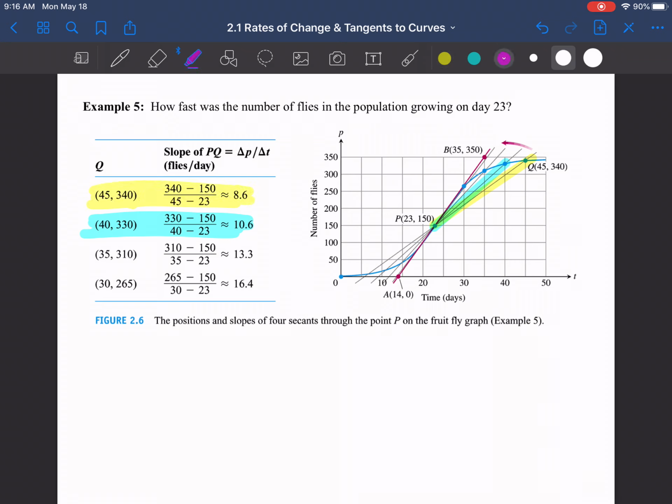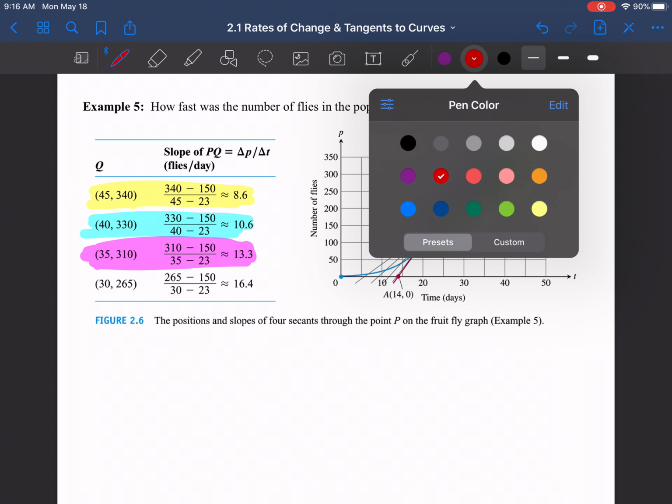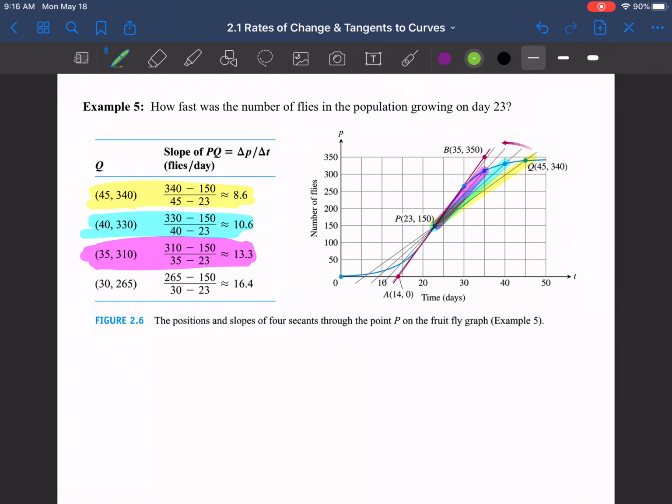Or you could have gone to the next one, which is that one right there. Or ultimately, I won't even try to color that one in, because it's getting kind of mushy. You could have gone over to this light green point right there and gotten this one. And that's getting closer and closer and closer. And if we were to just keep pushing it closer and closer, we'd get a more and more accurate representation of what the actual slope is.